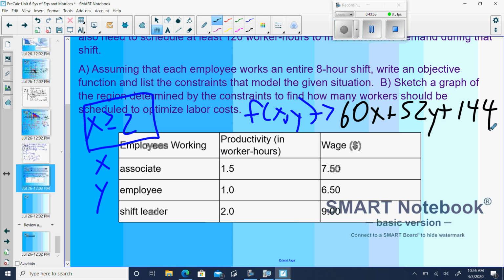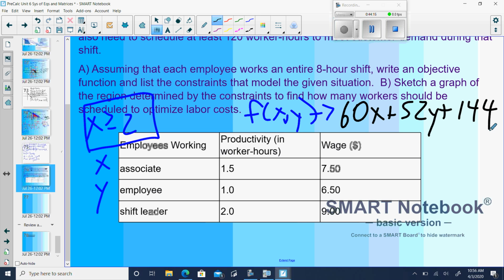And we're talking about optimizing labor costs. Well, what do you think we're going to need for that? We don't want the max. We're going to look for the minimum value right here because we're talking about optimizing the cost of labor. So we want to make that as low as possible. We have to use our reasoning skills for that.